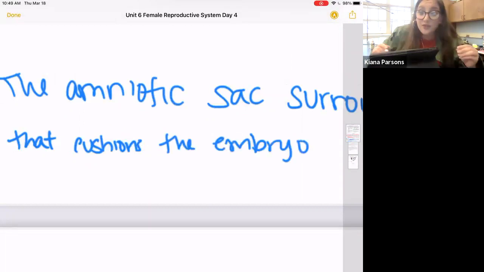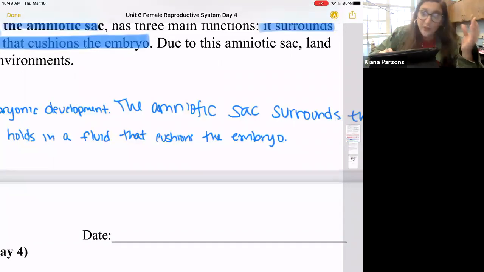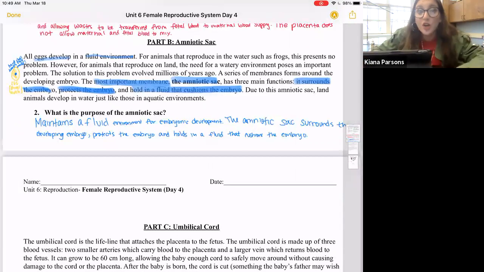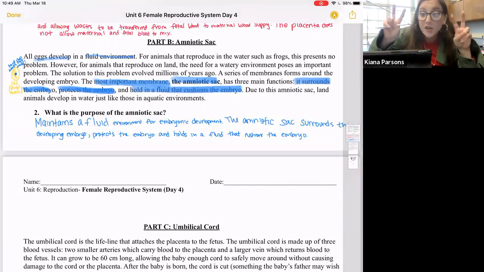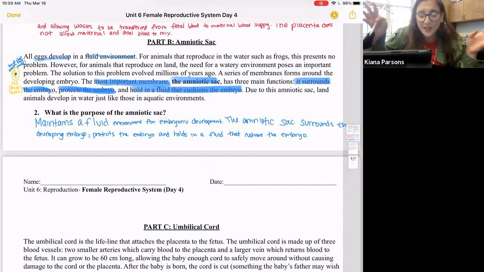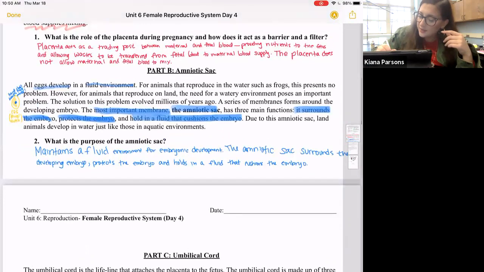Right, so mom can jump around and run, and even though her body is filled with things that are hard like bones, the developing embryo is cushioned by the amniotic sac, which holds in a fluid. If you've ever heard of a pregnant woman having her water break, that is when the amniotic sac bursts and the amniotic fluid is released. So we'll add that on here.